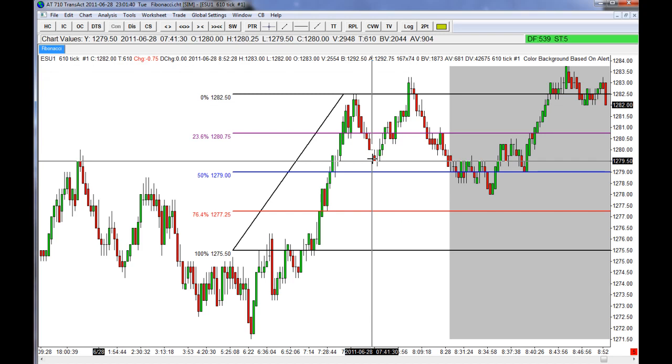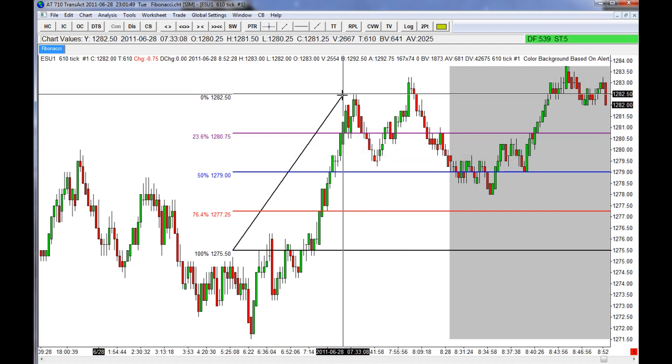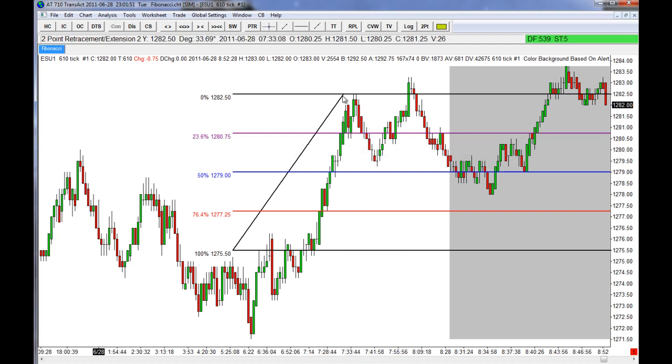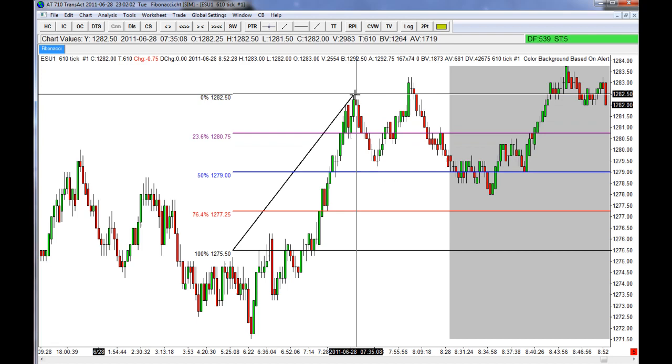Now, this is something that I'm still having a bit of trouble trying to define: when to just move the 0% line like this, or to draw a regular fib in the same direction. Because, okay, let me show you what I did today.